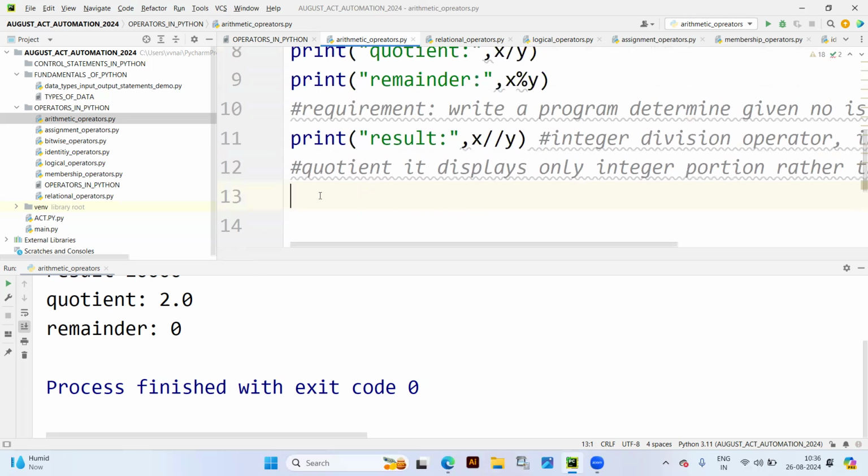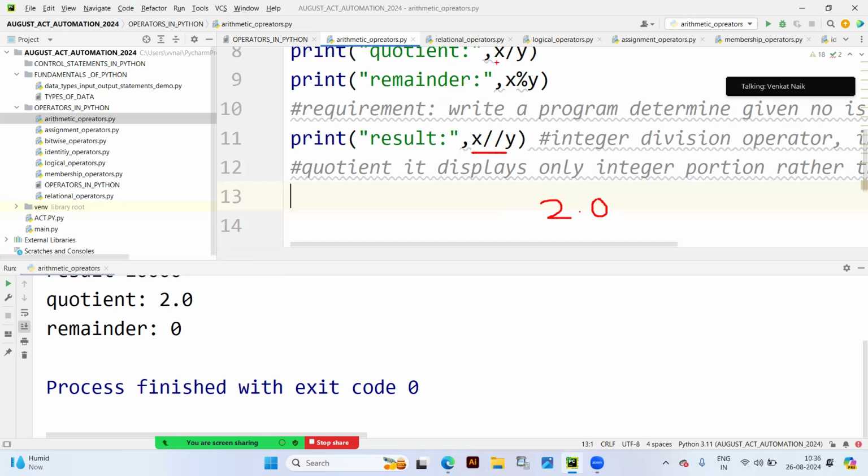Right? Now if I do the operation with this expression, x is 100, y is 50. The coefficient is going to become 2.0 as the result. But this division operator will give you this as a result, both integer portion and decimal portion displayed. Whereas this particular operator will give you only the integer portion rather than the decimal portion.